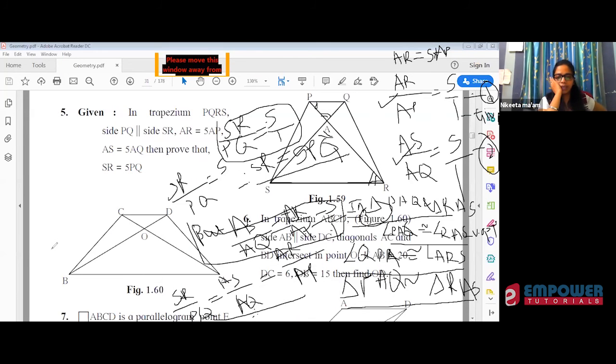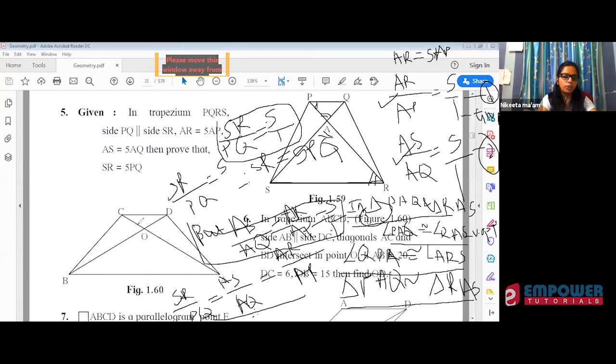Next one is also a trapezium. So ABCD is a trapezium where AB is parallel to CD. The diagonals AC and BD intersect at point O. If AB is 20, DC is 6, OB is 15, then find OD. So here also you have to prove that these two triangles, the smaller one and this bigger one, are similar by the same test.